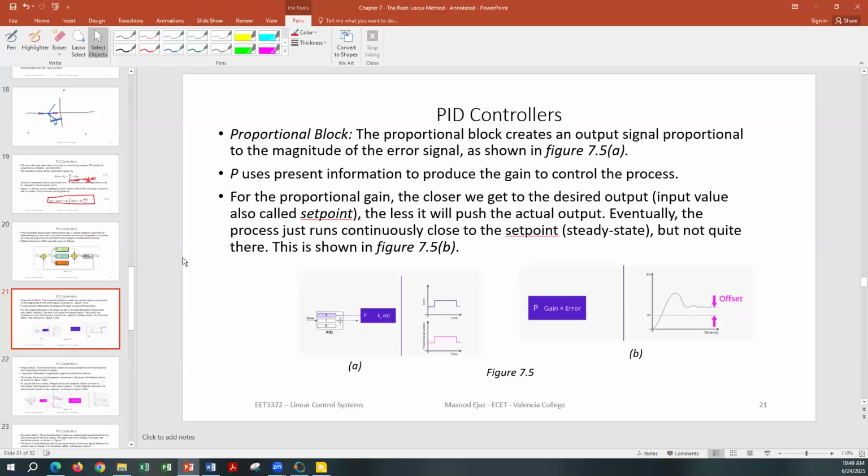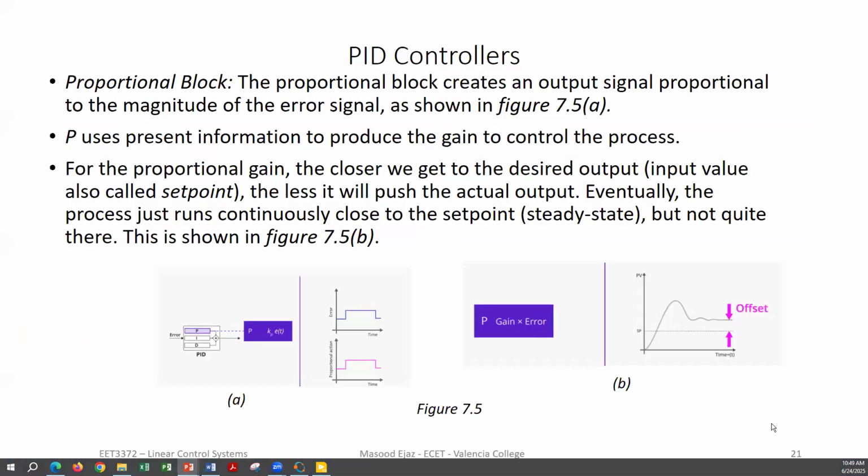First of all, proportional creates an output which is proportional to the magnitude of the error signal. As you can see in this diagram, you have the error signal in blue, and the proportional output is whatever the value of Kp was multiplied by this signal. The only thing that changes is the magnitude, but the shape of the error signal is not going to change. It's going to be the same shape.